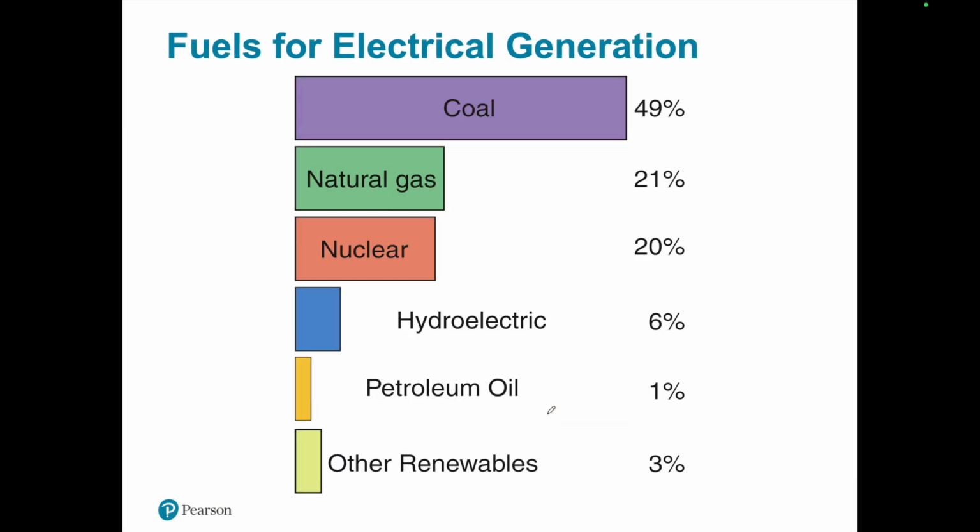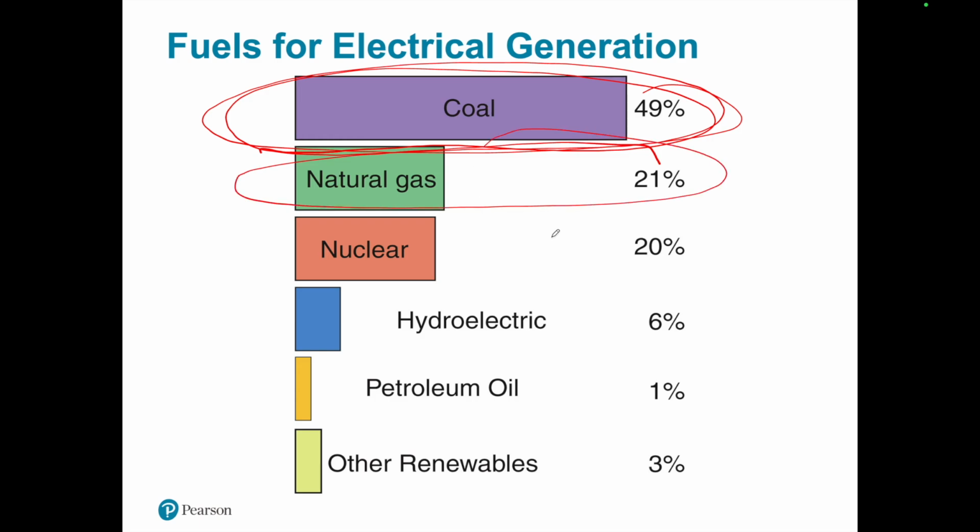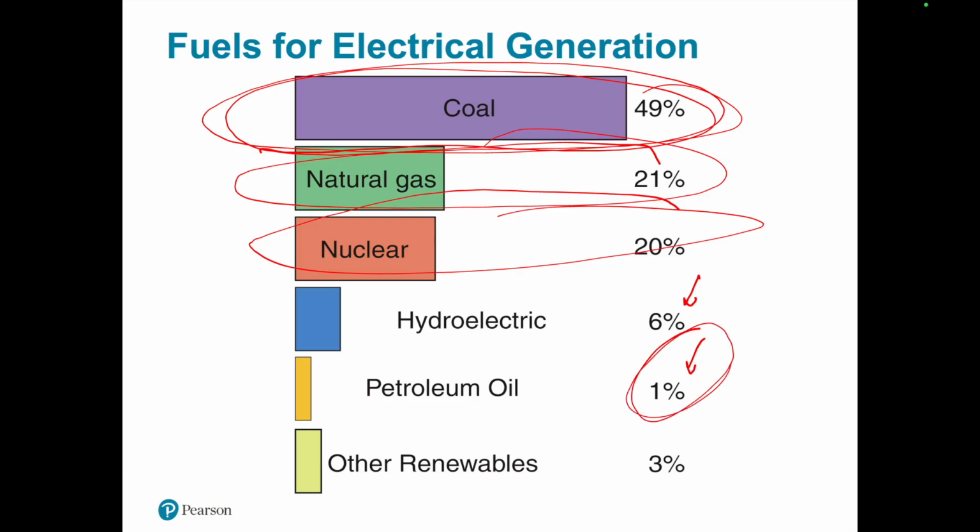So, fuels for electrical generation, again, 49% of our electricity comes from coal. Some of it comes from gas. We'll talk about how that works later. Nuclear energy. And then here is hydroelectric, which is renewable, not very much. Petroleum oil, and then we use petroleum oil for automobiles, obviously, not for electricity. And then other renewable resources, barely any, right? So yes, we use tons and tons of coal to produce our electricity.